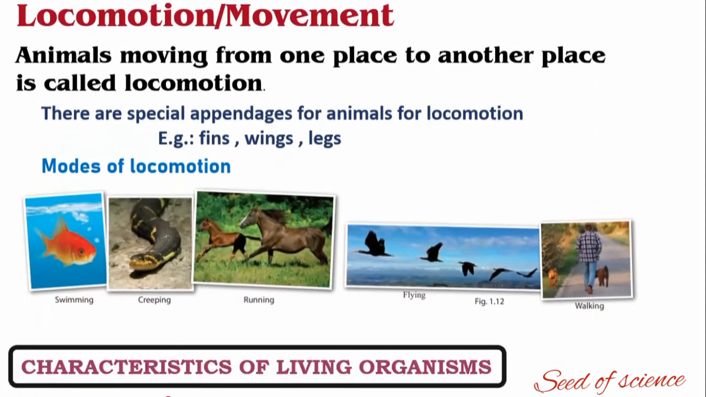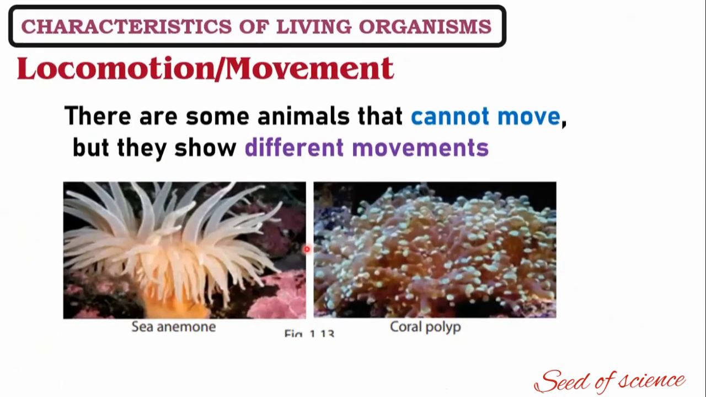And you can see in animals, there are some animals that cannot move, right? Which means it cannot move from one place to another, but it can show different movements. So, for example, here the sea animal, which is present in the sea or oceans, and coral polyp. These two animals cannot move from one place to another. Those are attached to the base of the sea.